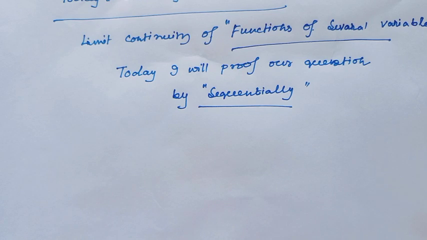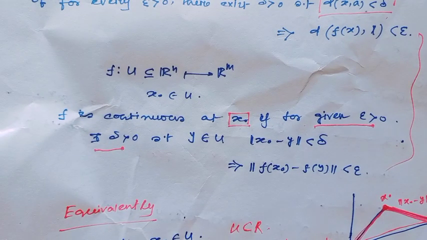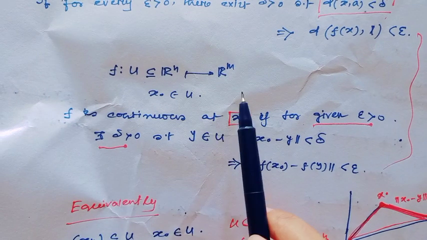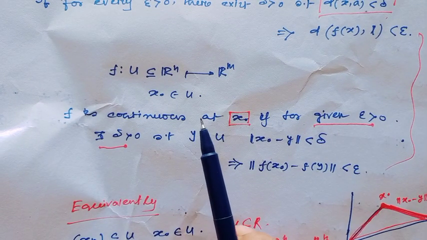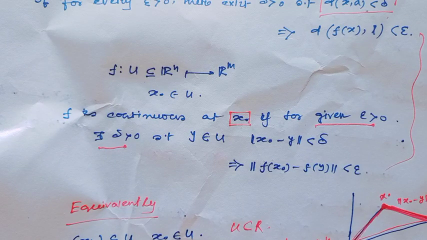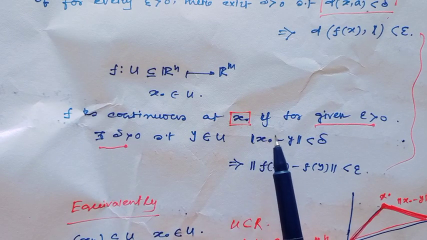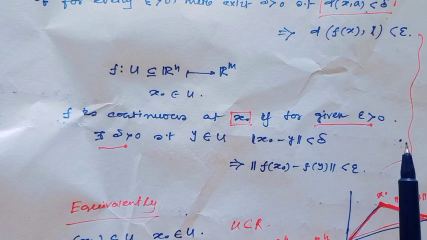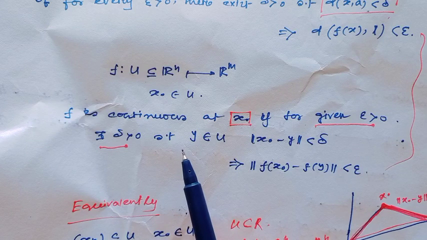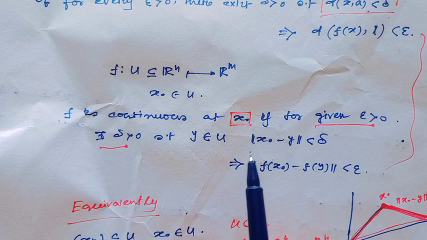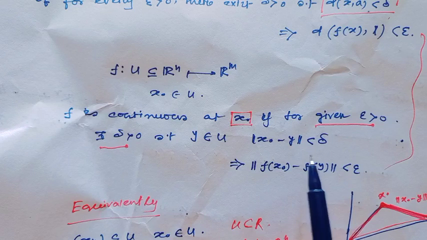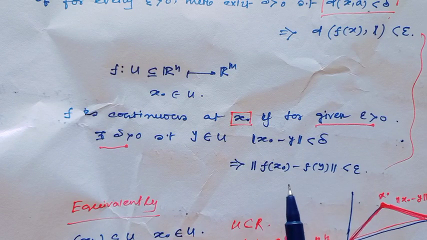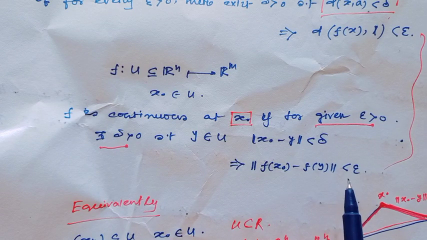At first, just as a review, recall from my previous video: if f is a function from U, where U is a subset of Rn, to Rm, and x naught belongs to U, then f is continuous at the point x naught if for given epsilon greater than 0 there exists delta greater than 0 so that y belongs to U and norm of x naught minus y less than delta implies norm of f of x naught minus f of y less than epsilon.